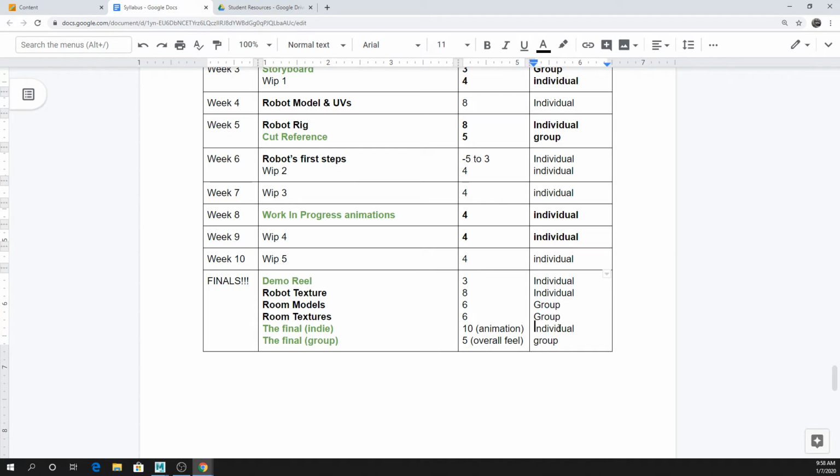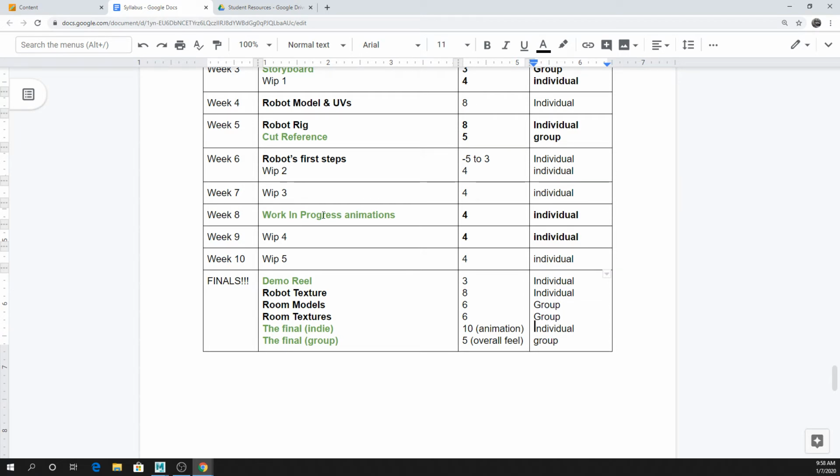But the final group assignment is to submit all of the animation, the whole little 45-second short, whatever it is, and I'll be looking at that for: does it feel overall polished? Does it seem like the robots work well together and interact with each other? How does the final story end up showing up and being translated? That kind of thing. Does that make sense? Cool.